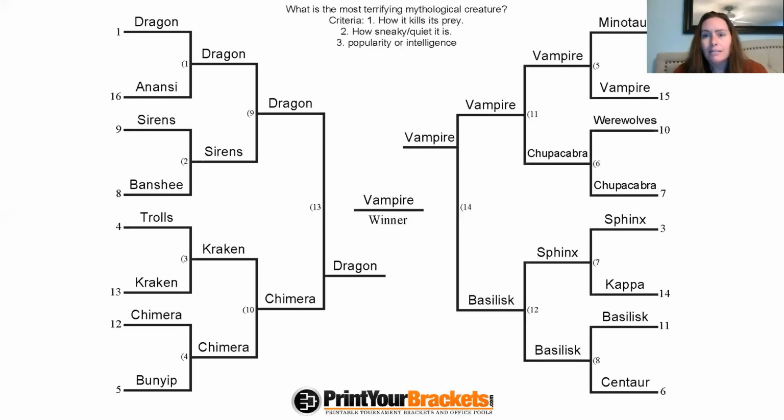There are ways to kill vampires, so there is a defense that humans have against them, but I didn't really look at that with my criteria. So in the end, the vampire is the most frightening mythological creature.